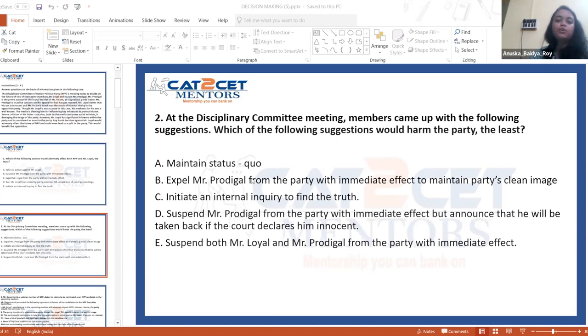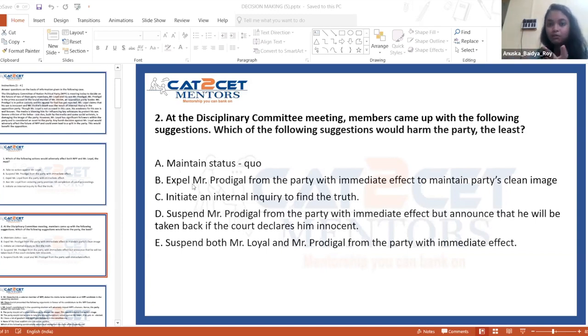Next is expel Mr. Prodigal from the party with immediate effect to maintain the party's clean image. Now, if this happens, what will the party lose? What is the harm that is happening to the party? If Mr. Prodigal is expelled, then the relationship with Mr. Loyal is getting strained. Mr. Loyal himself and his followers might not work for the party the way he used to, because we are already told in the case that he wants to protect his son and is going to lengths to do that. So obviously, between A and B, which one is a more extreme option? Which one is going to cause more harm to the party?